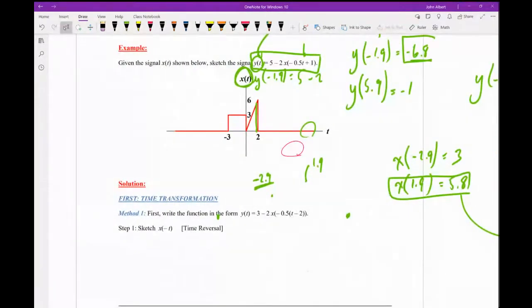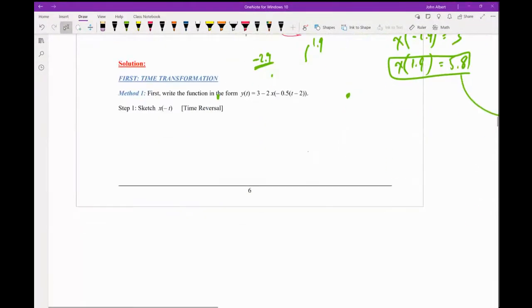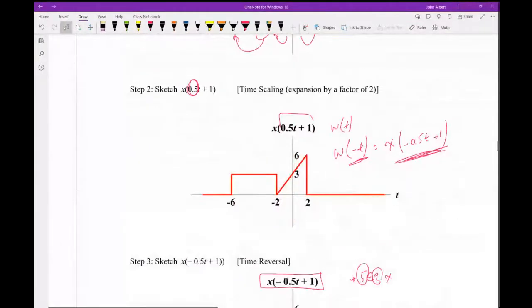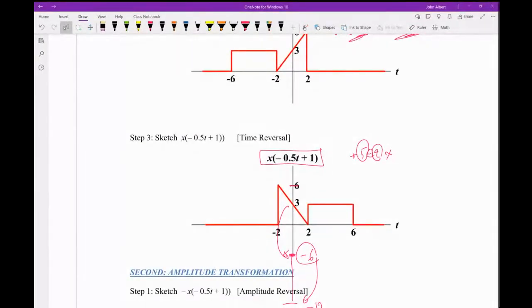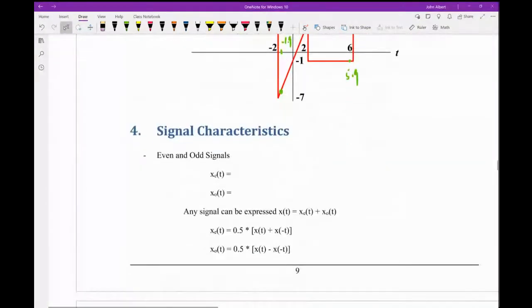So we spent more than half an hour on this, although I wanted to go further, but it's okay. You see, this material is kind of a foundation, so if you understand it, it will help you later. So I'll stop discussing the transformations. Now let's talk about what we call signal characteristics.